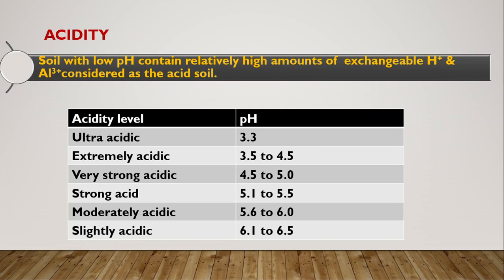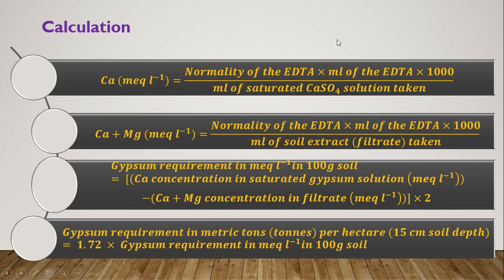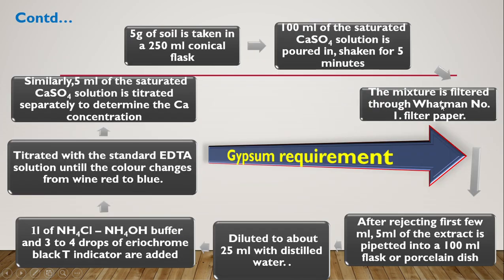100 ml of gypsum is added into it and shaken well, and we are filtering the water through Whatman number 1 filter paper. After rejecting the first few ml, 5 ml of extract is pipetted into a porcelain dish. The filtered water is taken in the porcelain dish and diluted to 25 ml, and 1 ml of ammonium chloride ammonium hydroxide buffer is added.